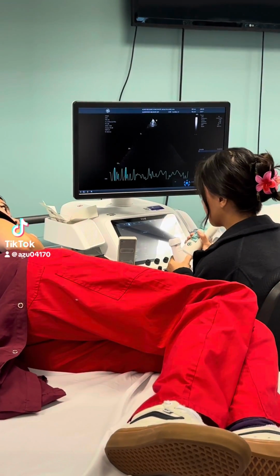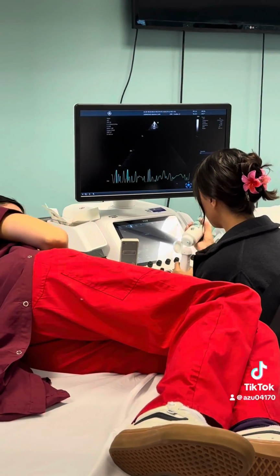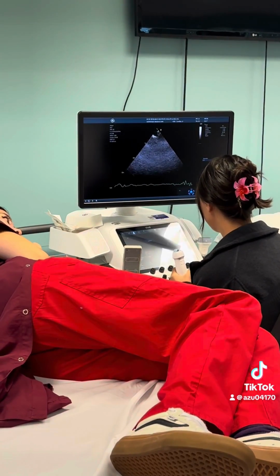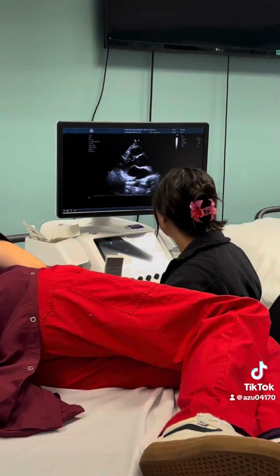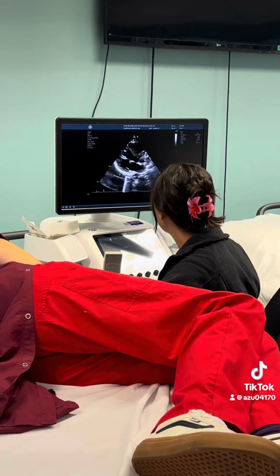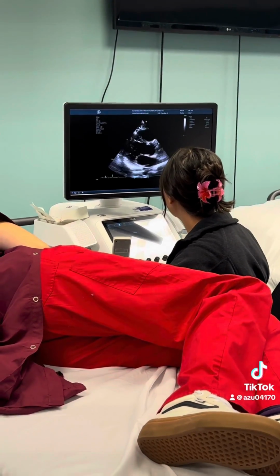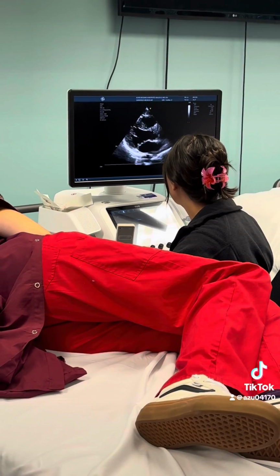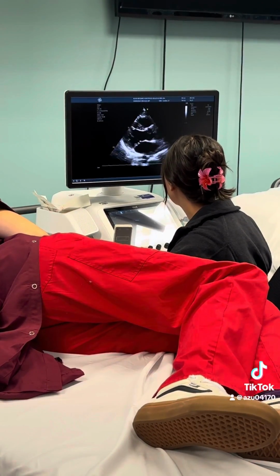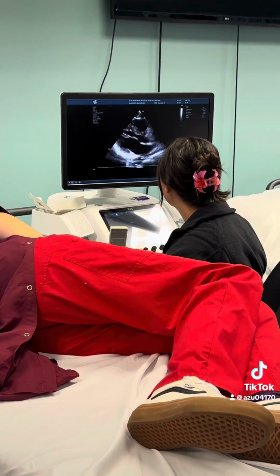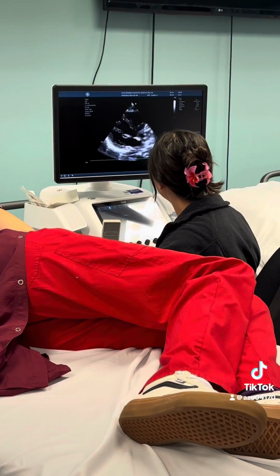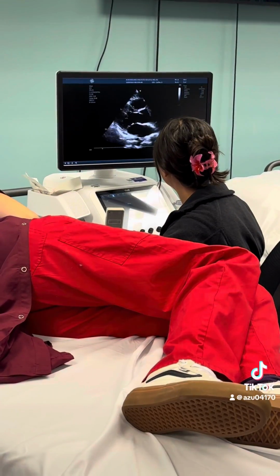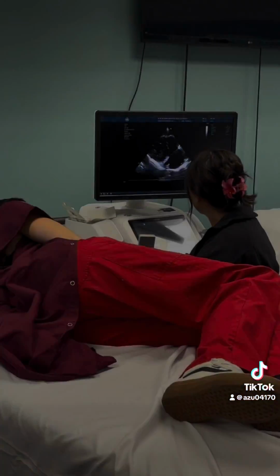Starting off in parasternal long axis view, you want your patient to be laying on the left lateral side, and your position of your probe should be on the third to fourth left intercostal space near the septum. Your notch should be facing towards the patient's right shoulder. In this view, we will see the left atrium, the left ventricle, the right ventricle, the aortic valve, the mitral valve, and the interventricular septum.